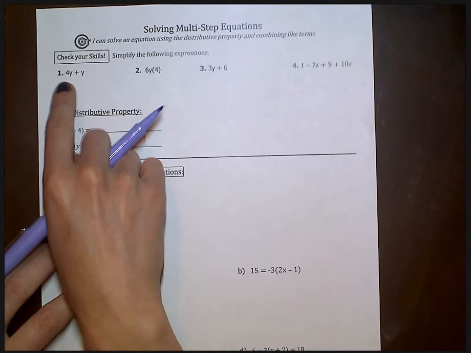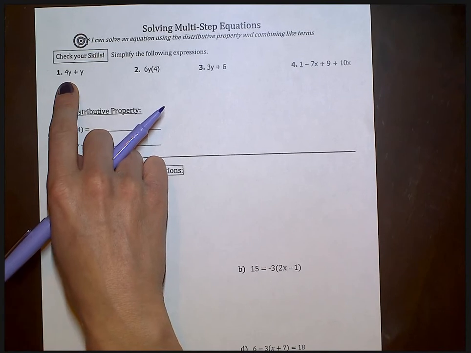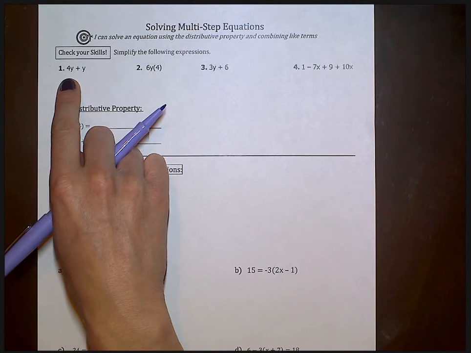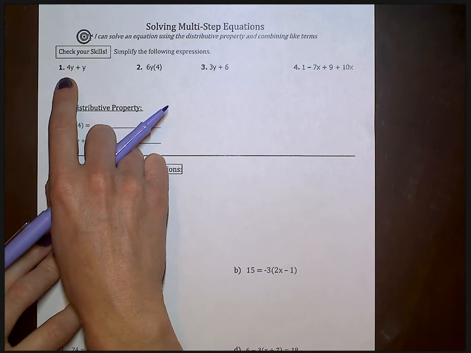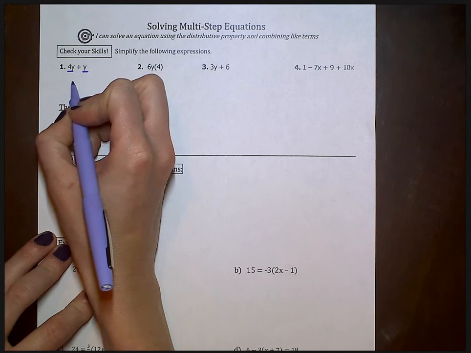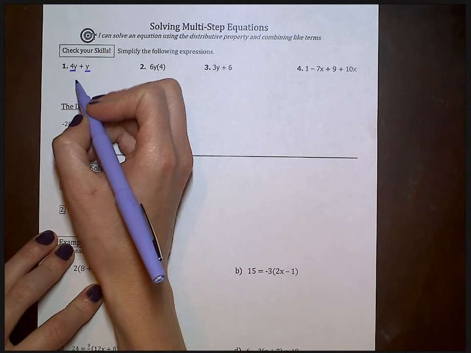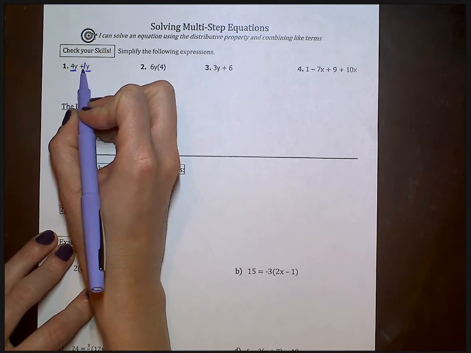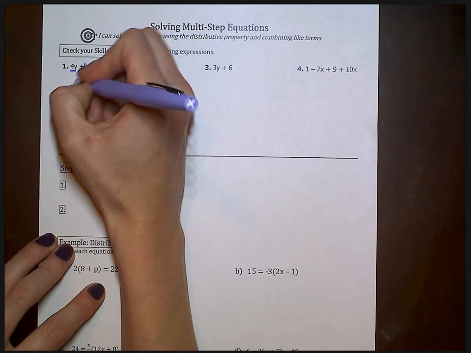So remind yourself that when you combine things, the terms that you're combining have to be what's called like terms. So on number 1, these are like terms, the 4y and the y. The plus sign separates the terms. They're like terms because they both have a y on them, so I can add them together. Realize that if there is no number in front, this is just a plain 1y. So when I add them together, 4 plus 1, that's 5 y's.